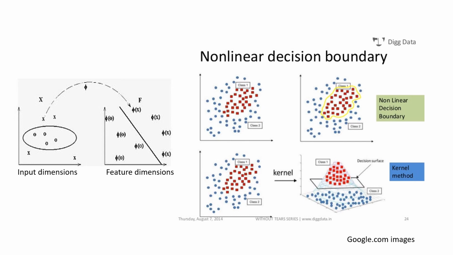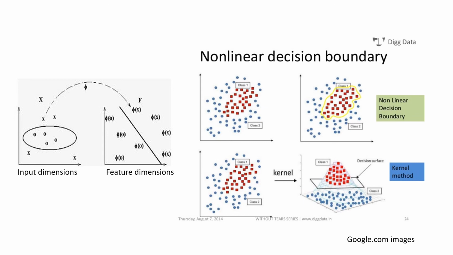And there are ways to find that out. Once you identify the phi function, you apply the transformations to the input dimension data, and you can get a linearly separable decision surface.